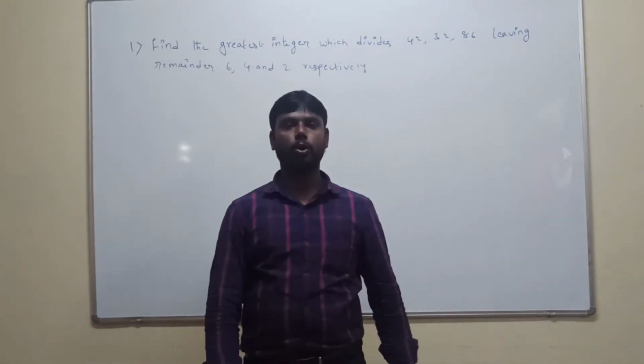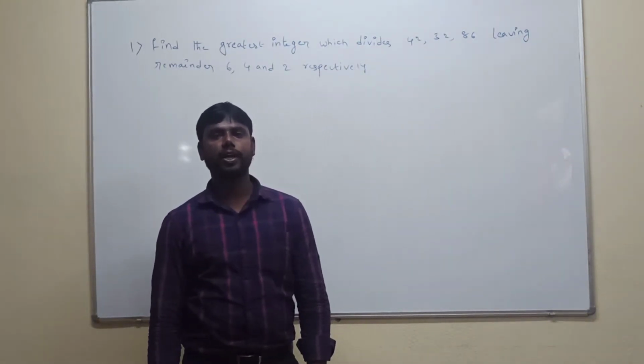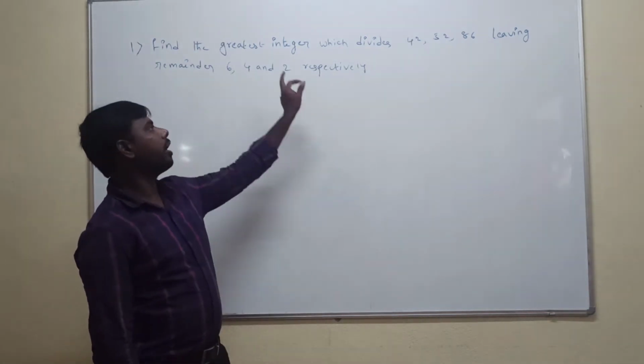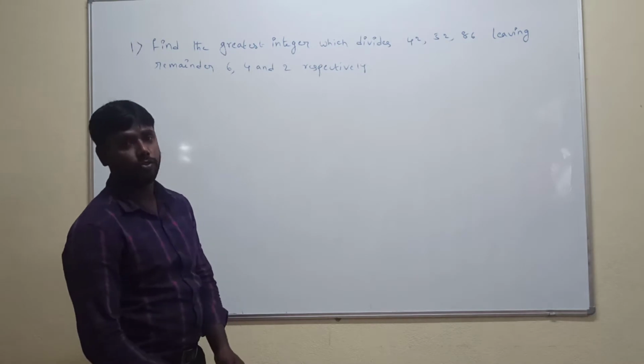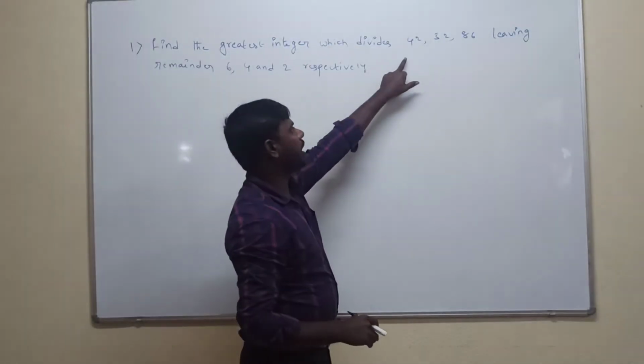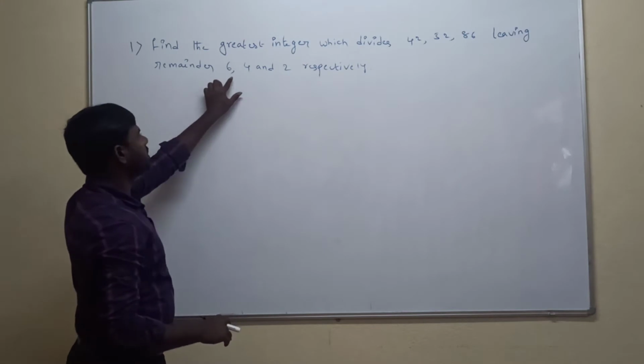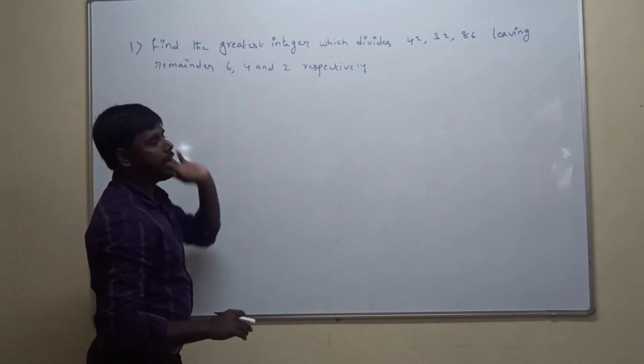Before class we discussed how to solve the HCF by the division method. Today we will discuss how to find the greatest integer. So what is the first question? Find the greatest integer which divides 42, 52, 86, leaving the remainders 6, 4 and 2 respectively.